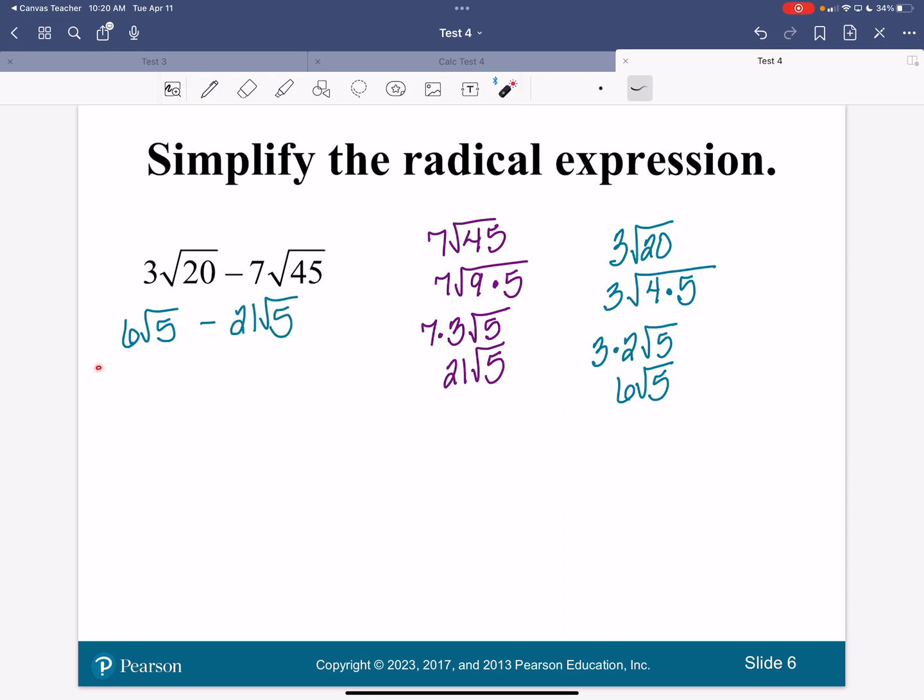Okay. I am subtracting. You think of the square root of 5 the same way that you would think about a variable. Okay. So I'm going to subtract the 6 and the negative 21. That's going to give me negative 15. And then I keep my square root of 5. And this right here is our final answer right here.